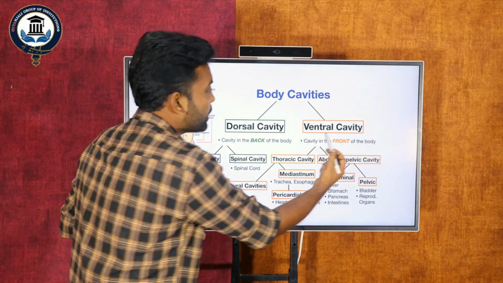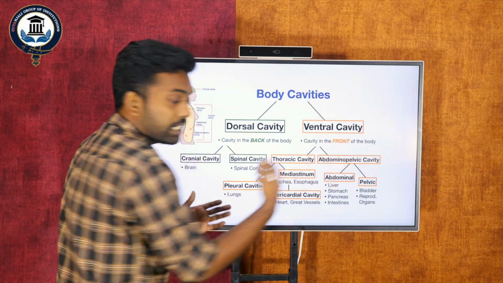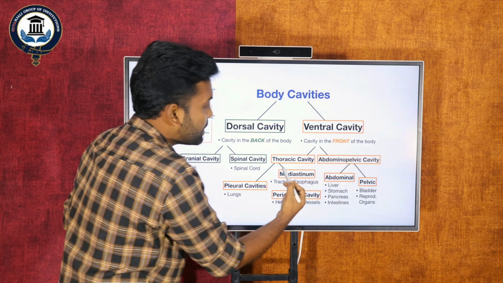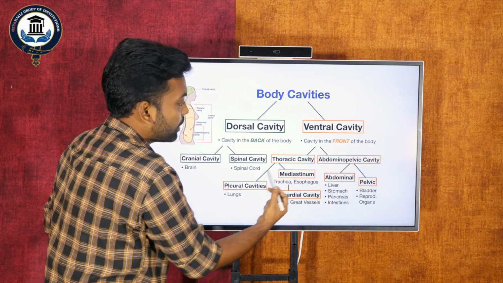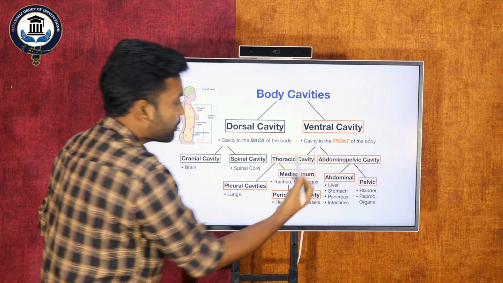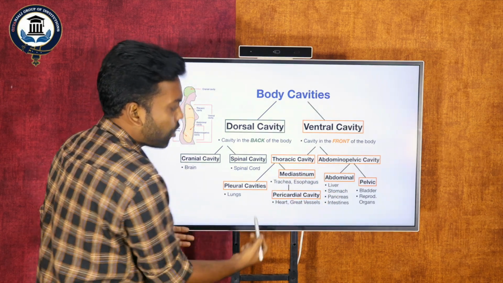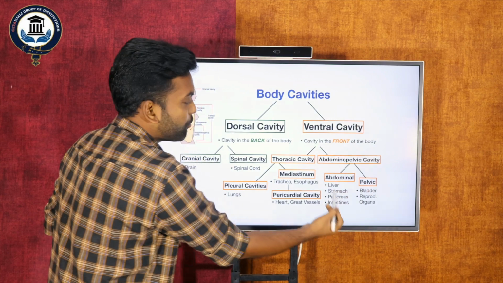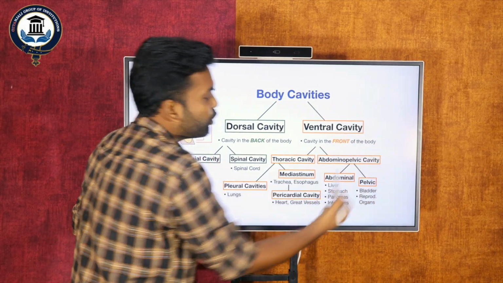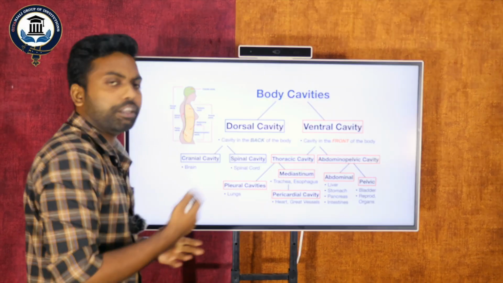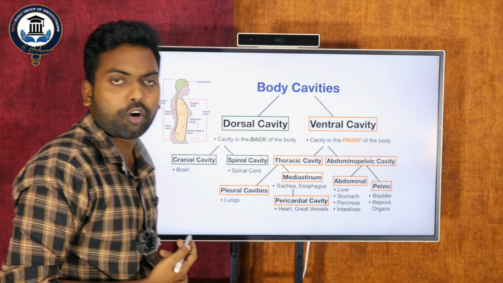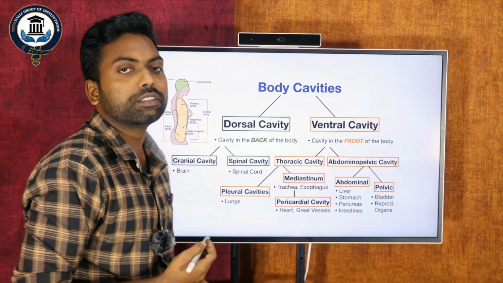And next you can see the ventral cavity. The ventral cavity is the front of the human body. You can see here there are the thoracic cavity, abdominal cavity, as well as the pelvic cavity. In the thoracic cavity there are different kinds of organs, and in the abdominal cavity there are different kinds of organs. As I told, the pelvic cavity has the male and female reproductive organs. So this is about the cavities.